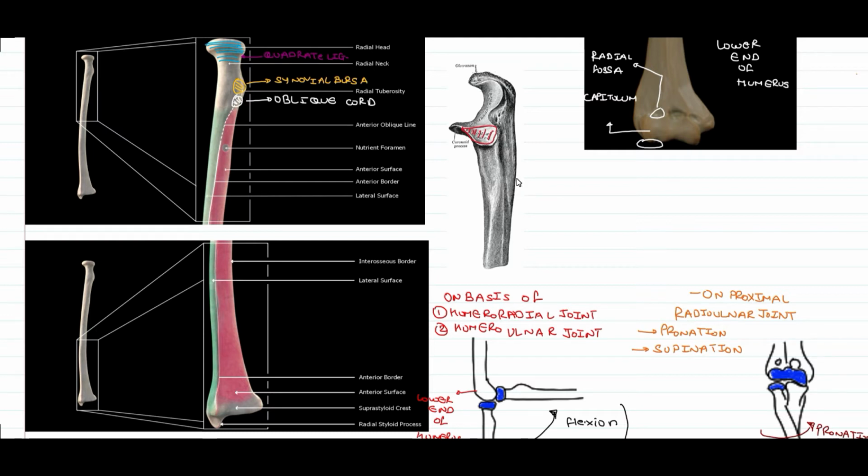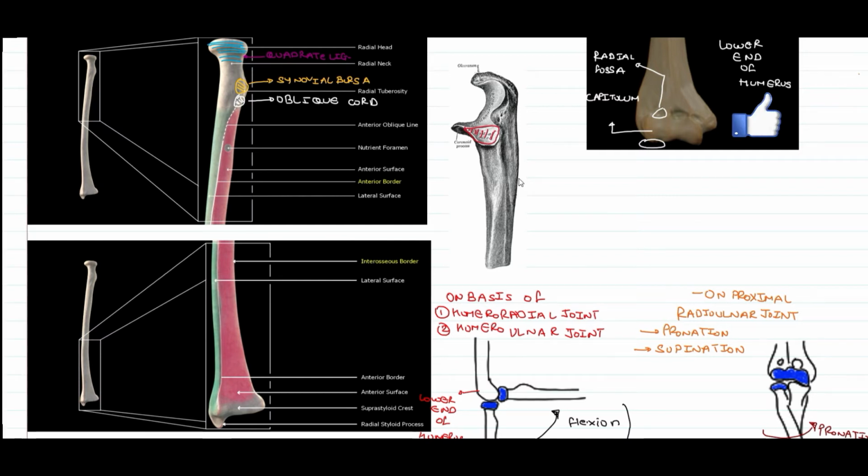On the anterior aspect of the radius, we can take a look at two borders, that is the anterior border and the interosseous border, or also known as the medial border. The anterior border is present obliquely in its upper part, as we can see here highlighted in white color, while moving downwards it becomes vertical and ends near the ridge medial to the styloid process, where, as we have discussed, we can measure the pulsation of the radial artery.